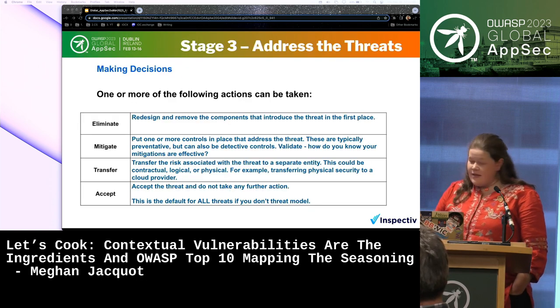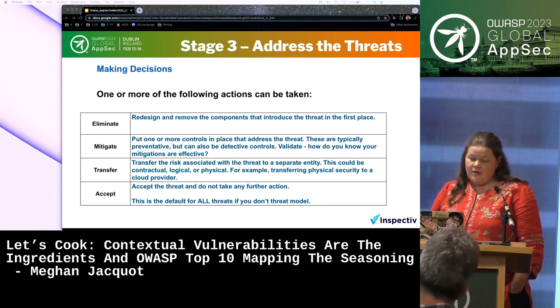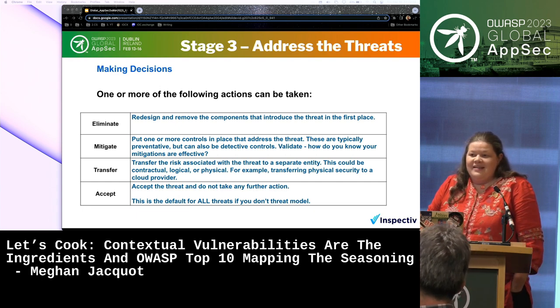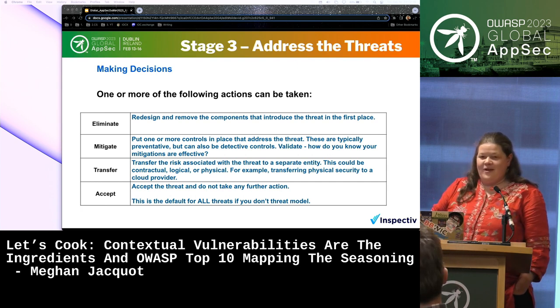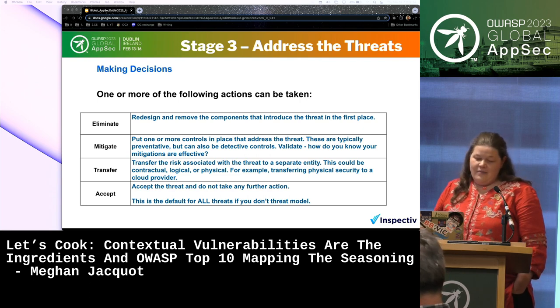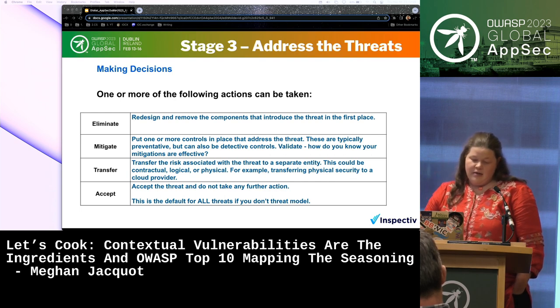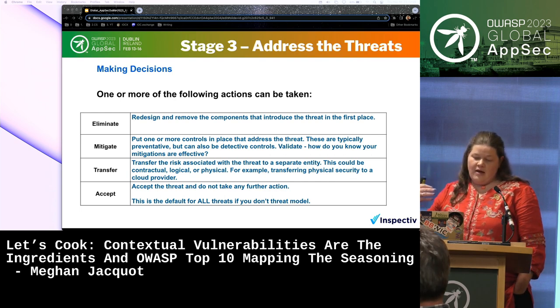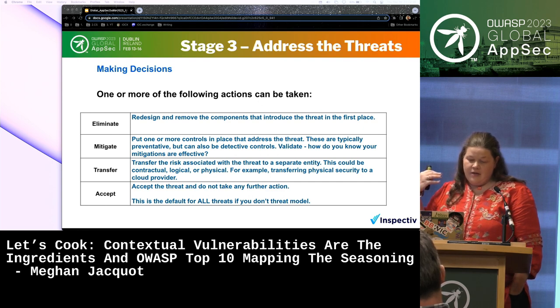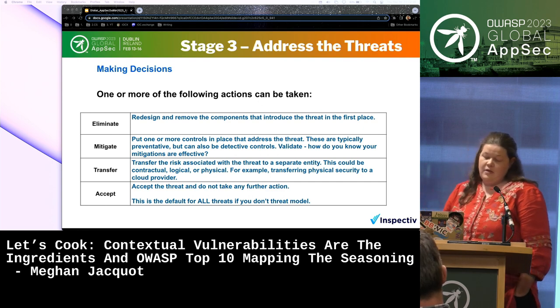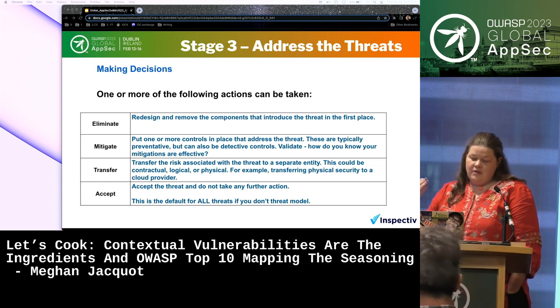When you address the threats, you're going to want to think through, we have to do something with these. If you choose to do nothing and you don't threat model, you're accepting all the threats. You're accepting the risk. And so you can choose to mitigate it and come up with a fix for it. You can choose to have a third-party service come in and you're transferring that. You can choose to have it be something that completely gets rid of it and removes it in the first place. So it just depends on what you're trying to do.